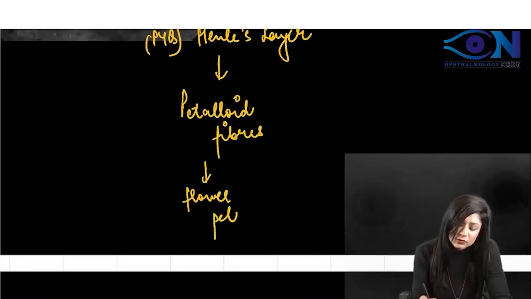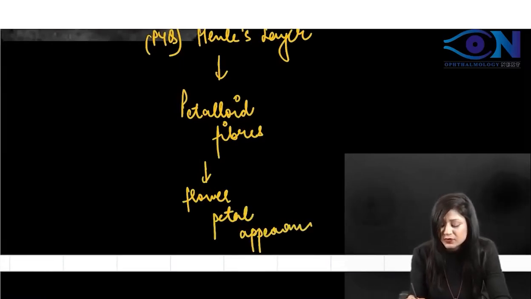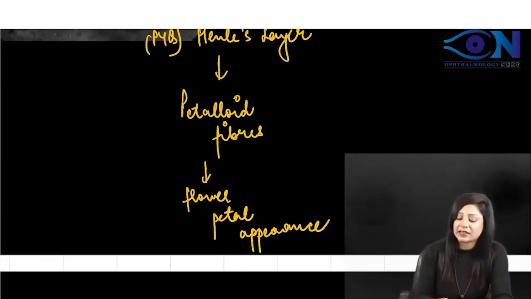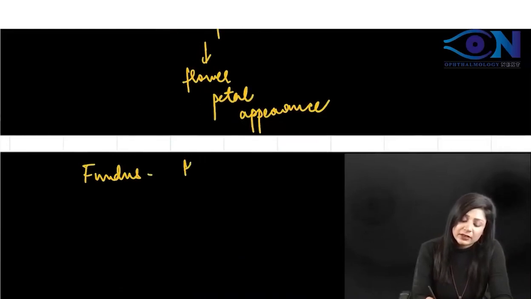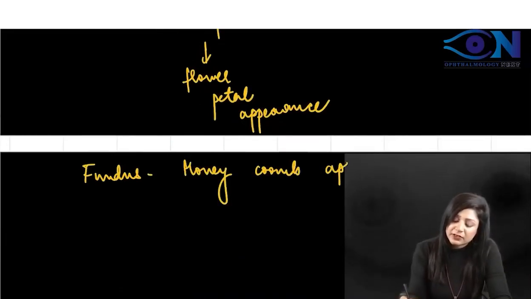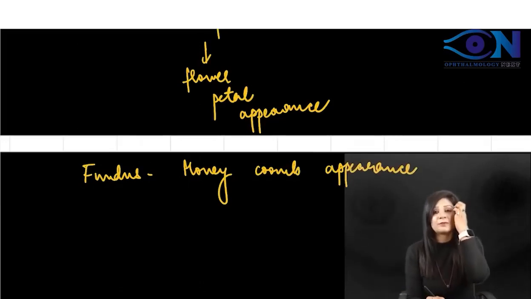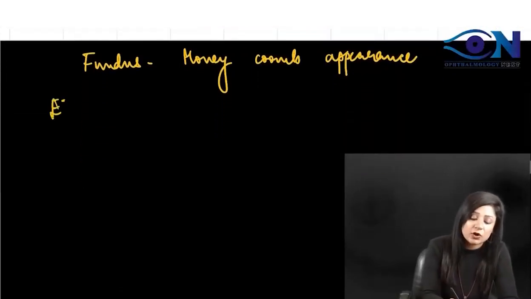So very typically found, and because we are having the multiple cyst-like areas, therefore over the fundus also we get the typical honeycomb appearance. In the fundus, we get the typical honeycomb appearance when we get the flower petal appearance on FFA. Now, what is very important here is the etiology of CME.